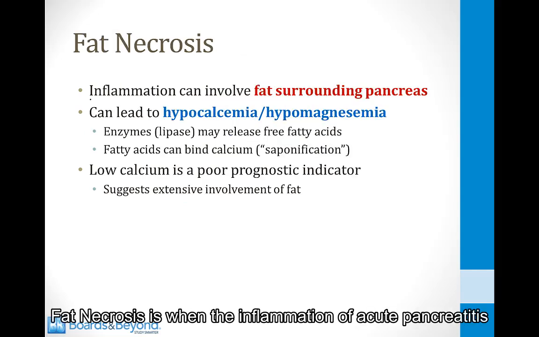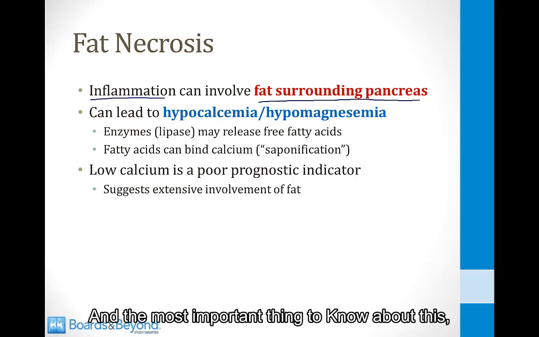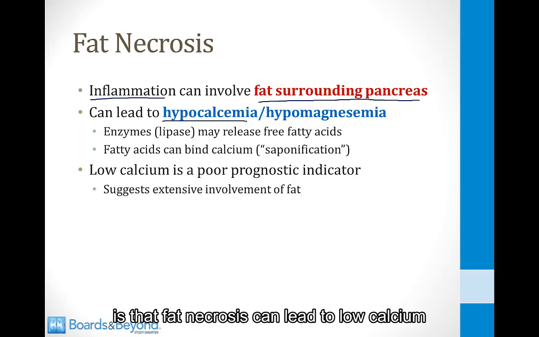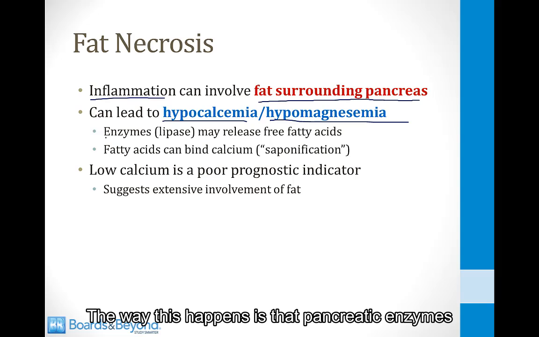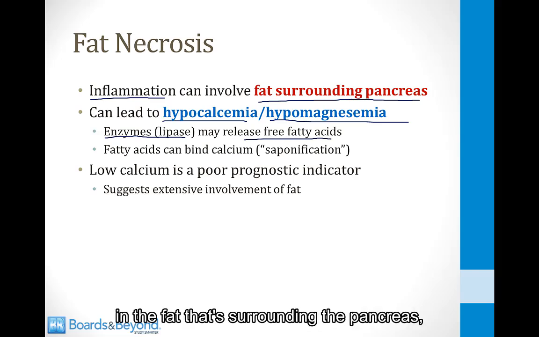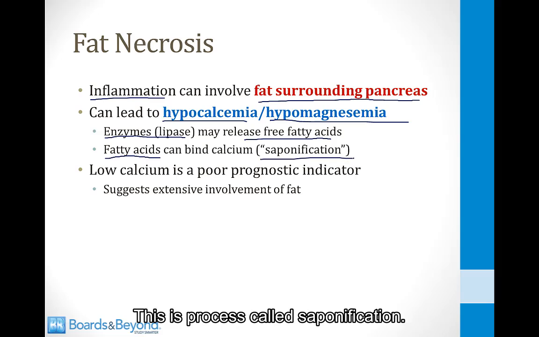Fat necrosis is when the inflammation of acute pancreatitis progresses to involve the fat that surrounds the pancreas. And the most important thing to know about this, especially for step 1, is that fat necrosis can lead to low calcium and low magnesium levels in the serum. The way this happens is that pancreatic enzymes like pancreatic lipase release free fatty acids in the fat that's surrounding the pancreas. These fatty acids then bind electrolytes like calcium and magnesium and pull them out of the serum. This is a process called saponification.